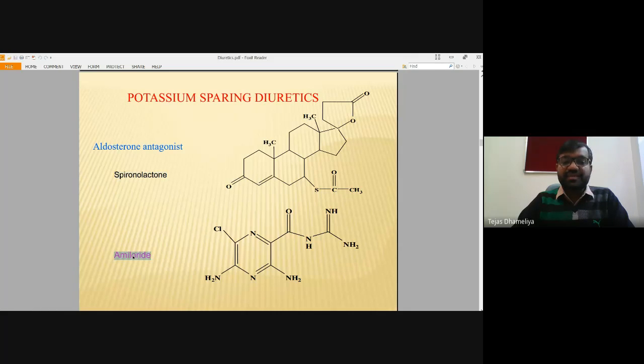And amiloride has a pyrazine ring nucleus, and it has a similar kind of character. Here, a guanidine functional group is present, and that's why it is termed amiloride. Okay, so that way, these potassium-sparing diuretics are known. They will spare the potassium ions, and they will increase the reabsorption of potassium ion.